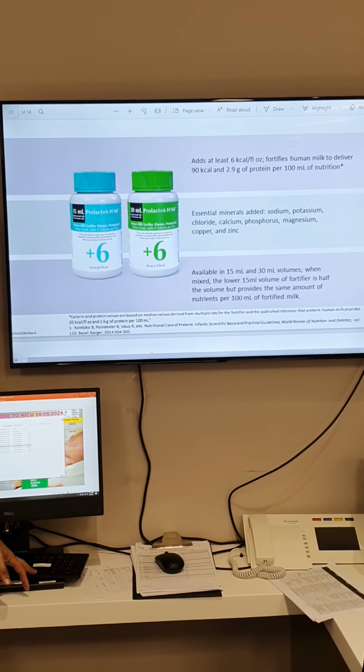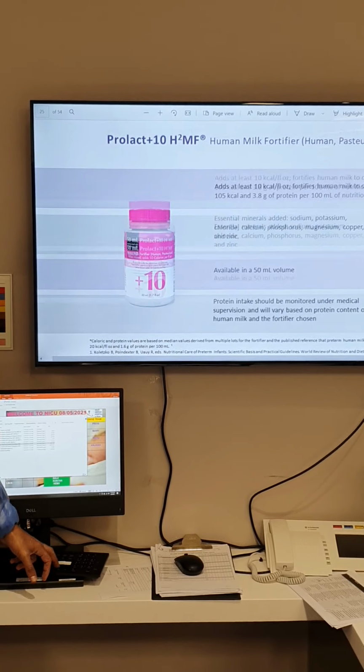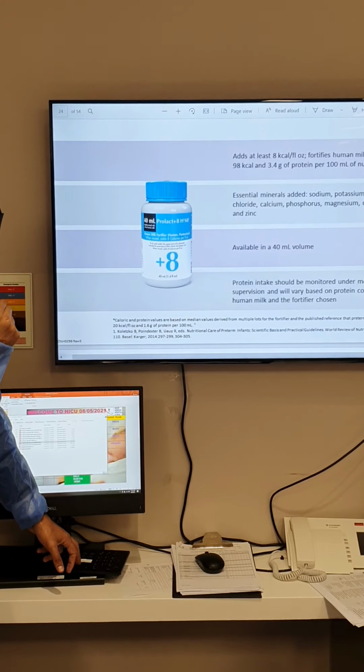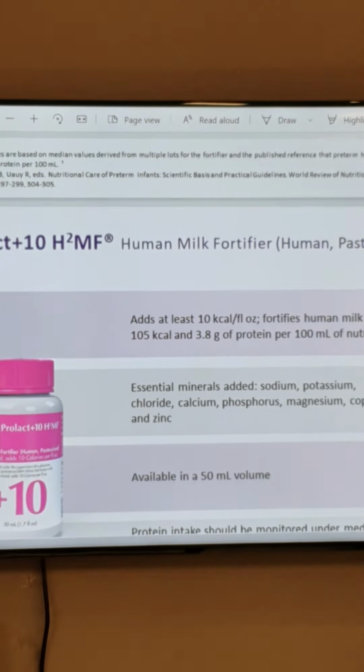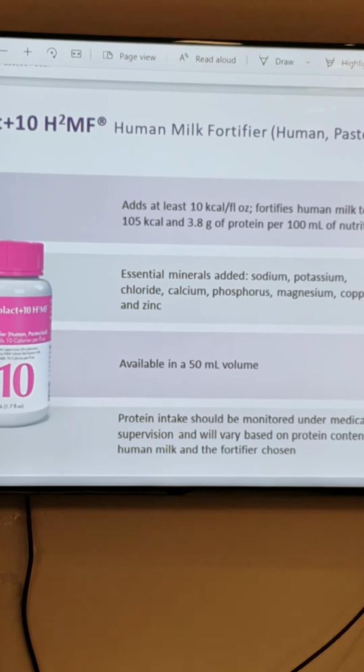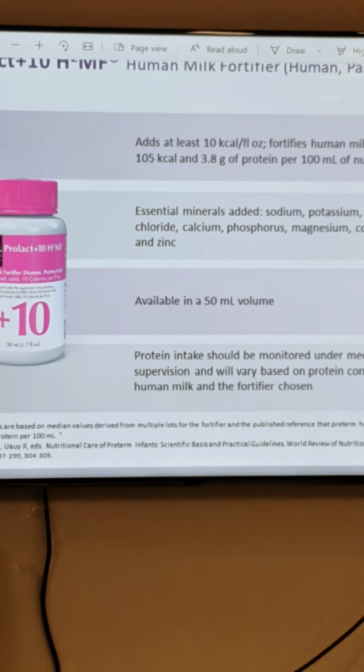And this +8 will give 98 kilocalories and 3.4 grams of protein. Plus 10 will be 105 kilocalories and 3.8 grams.